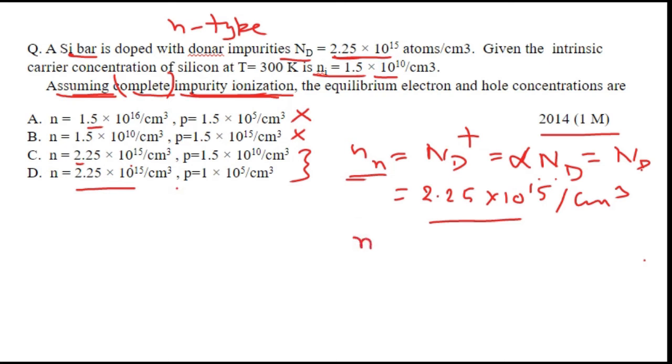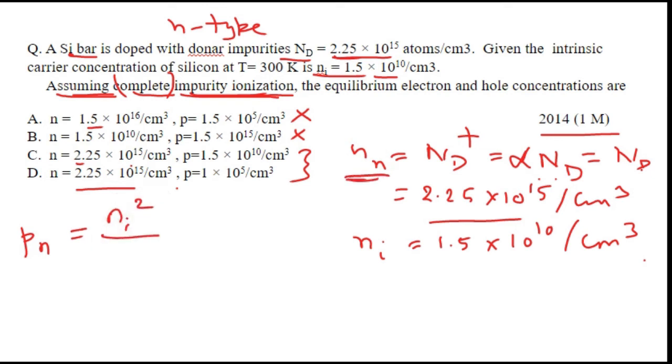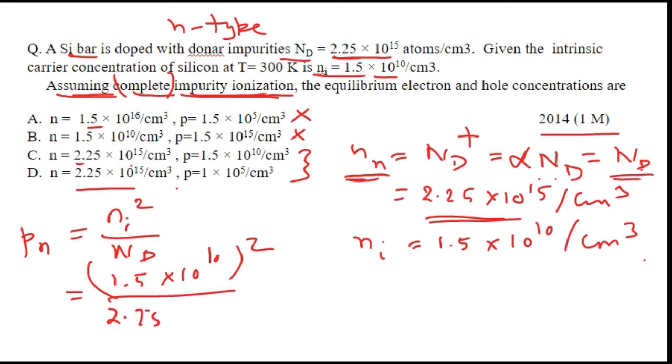So for calculating P we need Ni, the intrinsic concentration, that is equal to 1.5 into 10 to the power 10 per centimeter cube. So to calculate Pn now, we have to write down the formula. Pn is equal to Ni square divided by the electron concentration, which is equal to Nd. So we can write directly Nd. So now we can substitute the values, that is 1.5 into 10 to the power 10 whole square divided by Nd, which is 2.25 into 10 to the power 15.